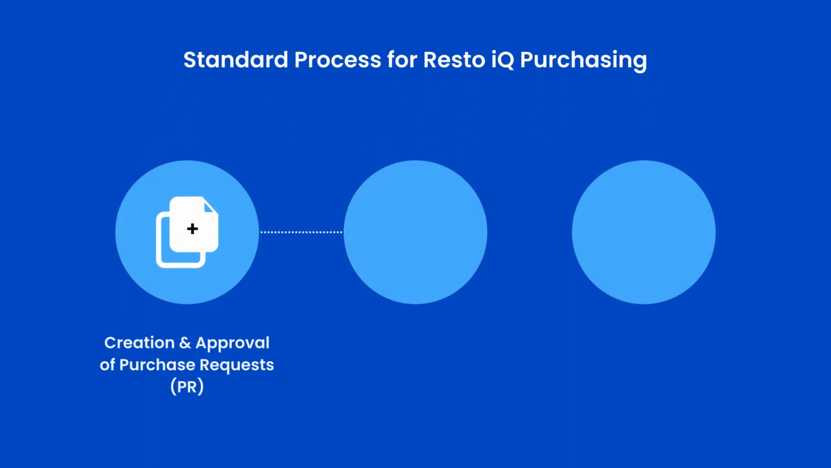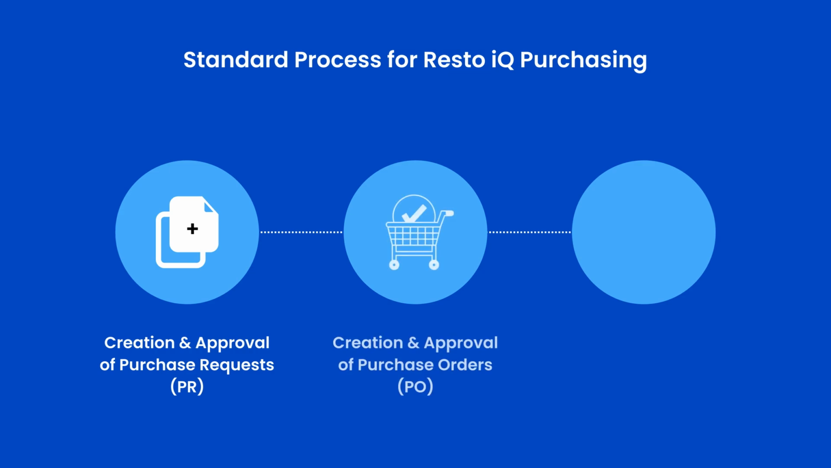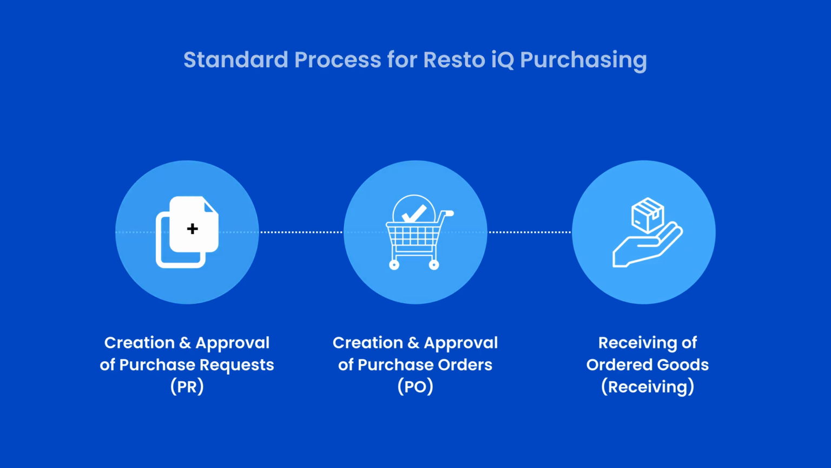First is the creation of purchase requests. Second, upon approval, it will be used to create a purchase order, which will be forwarded to your desired supplier or suppliers. Third is receiving the goods ordered.